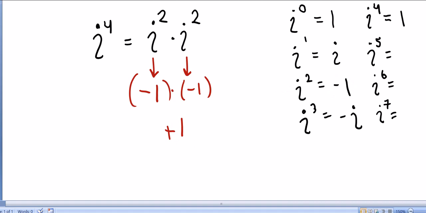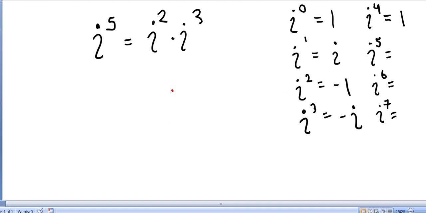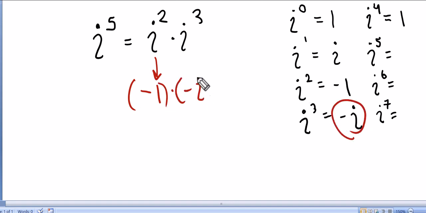All right, how about i to the 5th power? I could express this as i squared times i to the 3rd. I already know what i squared is, and i to the 3rd was negative i. And if we simplify this, a negative times a negative is a positive, so I get a positive i.